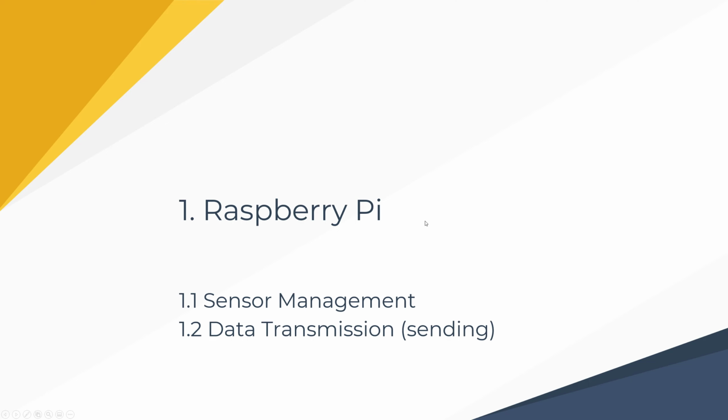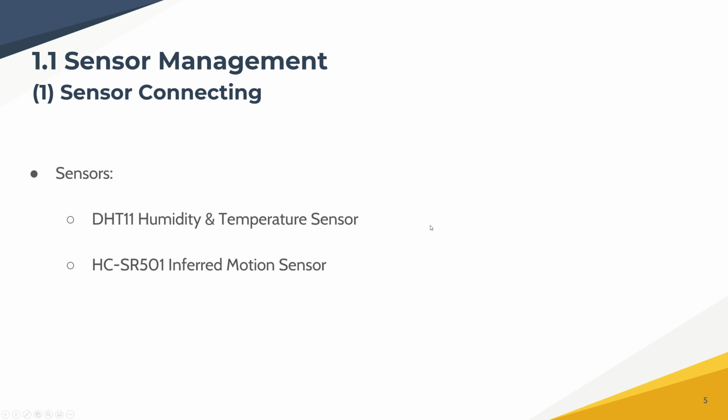So we're going to introduce the Raspberry Pi first. So the first is the sensor management as well as the data transmission. Basically we have two sensors: the DHT11, which is a humidity and temperature sensor, and also the SR501, which is a motion sensor based on infrared.